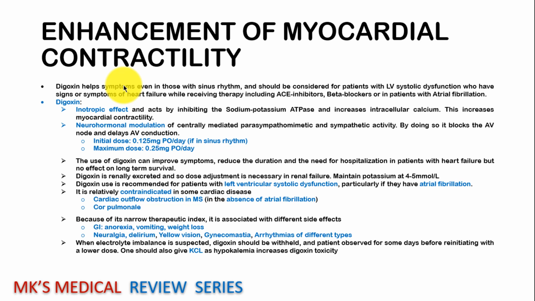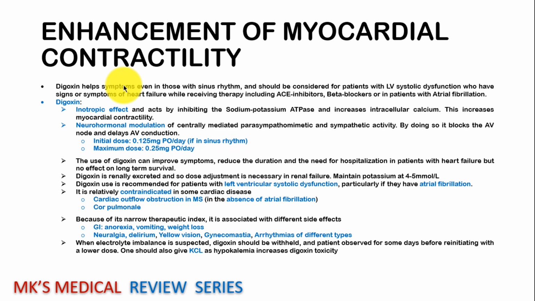such that if there's an arrhythmia, it can also be used as an antiarrhythmic. So initial dose, this is a drug that has a very, very narrow therapeutic index, meaning that just slight changes in the dosage can cause maximum side effects. So the dosage, initially you should give 0.125 milligrams once a day, or you can give a maximum of 0.25 milligrams per day orally. Okay, so if you're in sinus rhythm, you give 0.125 milligrams. Then digoxin is obviously going to be improving the symptoms. It's going to be reducing the duration and the need of hospitalizations in patients with heart failure. But long-term survival, there is no benefit.